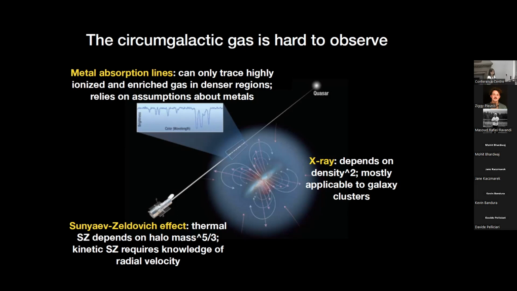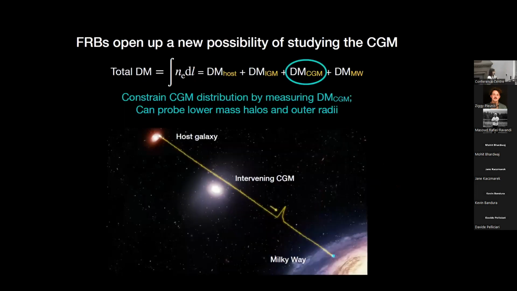And then for kinetic SZ, it only depends on the electron number density to the power of 1. But you have to rely on a reconstruction of the underlying density field, a reconstruction of the velocity field, so that you can correct for the effects of the radial velocity. So there are limitations to all of these methods. But fortunately, we have fast radio bursts, which are going to give us a new possibility of studying the CGM.